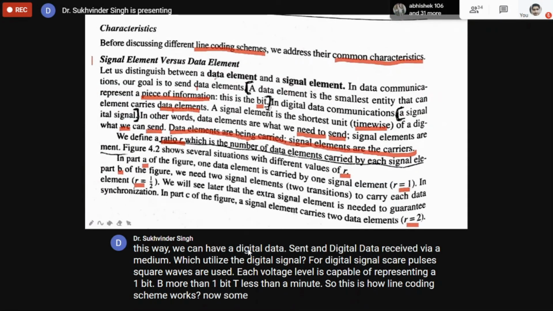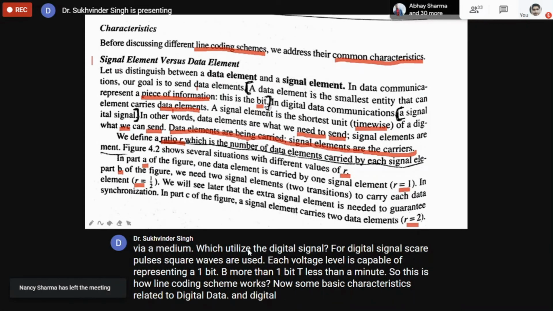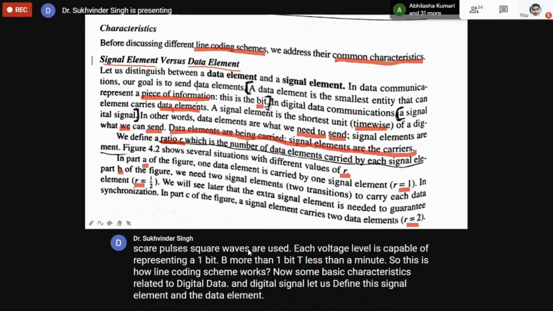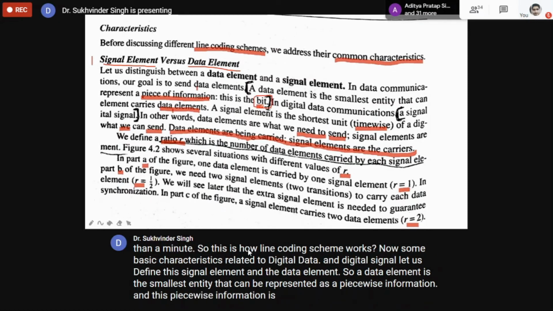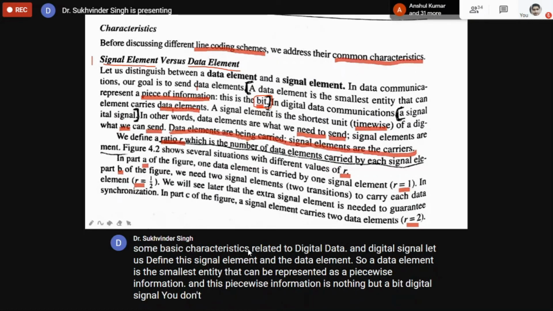Now some basic characteristics related to digital data and digital signal. Let us define the signal element and the data element. A data element is the smallest entity that can be represented as a piece of information, and this piece of information is nothing but a bit. A digital signal is the voltage level or voltage pulse which will carry this bit.